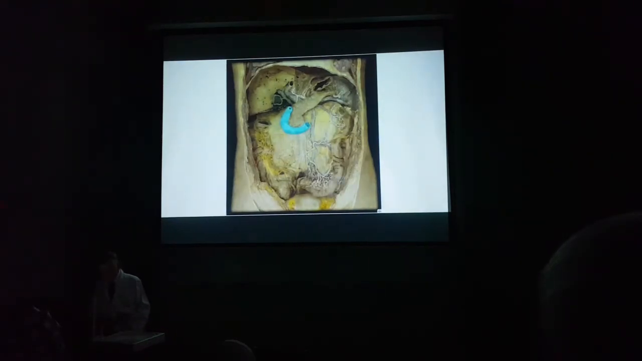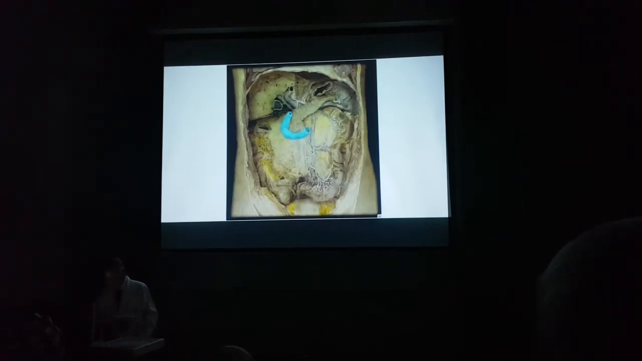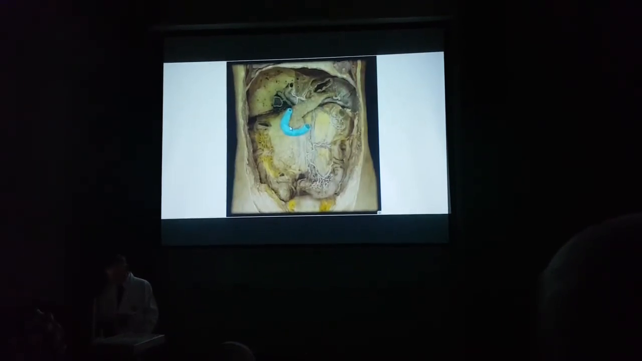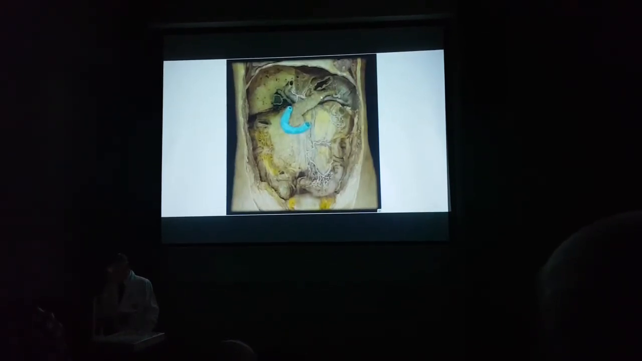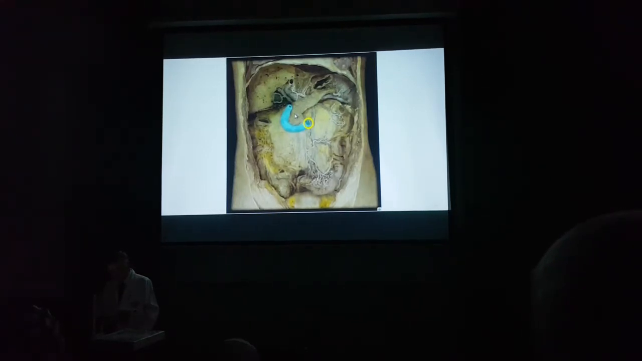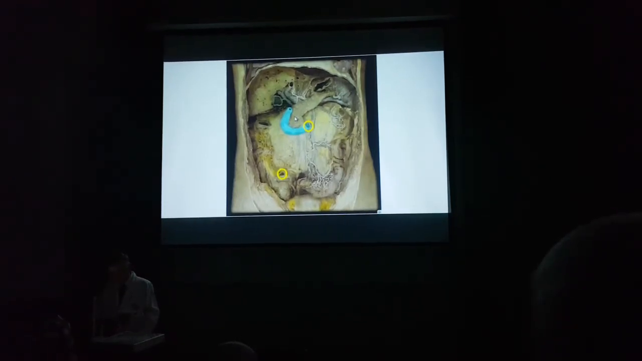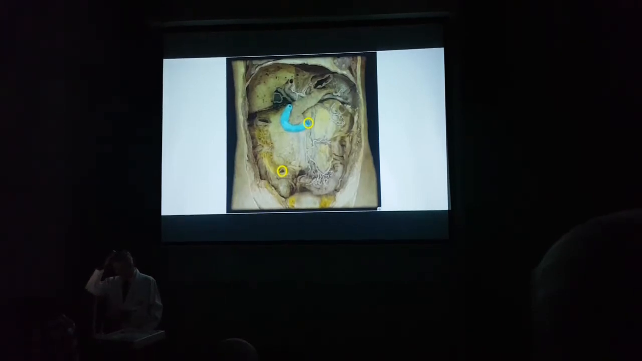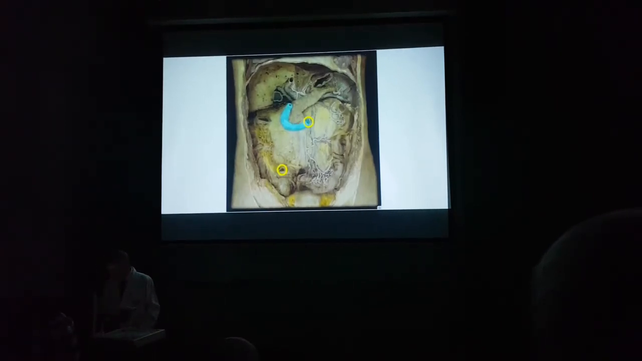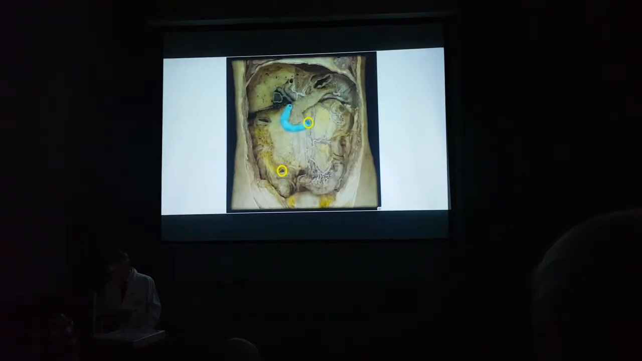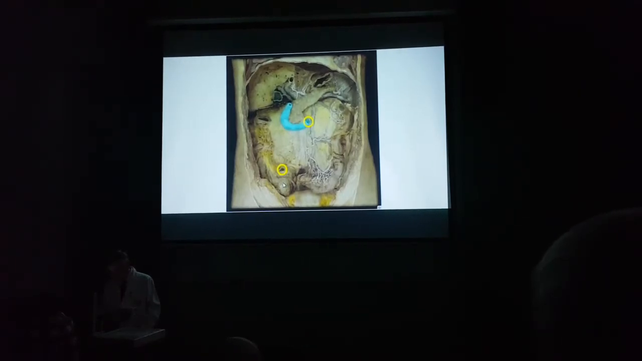Which structure is this? Duodenum, marked green. Which structure is this? That's the pancreas. This is the duodenojejunal flexure. And this is the last part of the terminal ileum, joining the cecum.